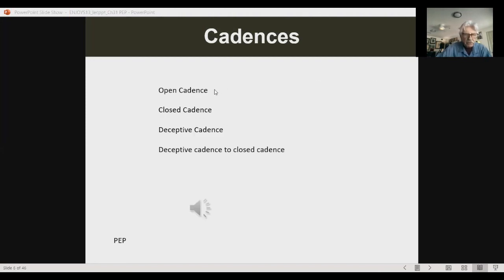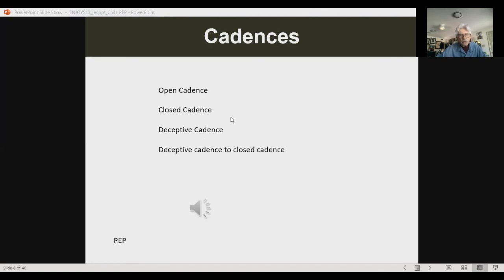And we talk about cadences, like if you have a poem, right? Mary Had a Little Lamb. We would say that's a cadence, but it's not a full cadence, right? And so I'm going to play some examples of the difference between the open cadence, a closed cadence, a deceptive cadence, and then a deceptive cadence that goes to a closed cadence.